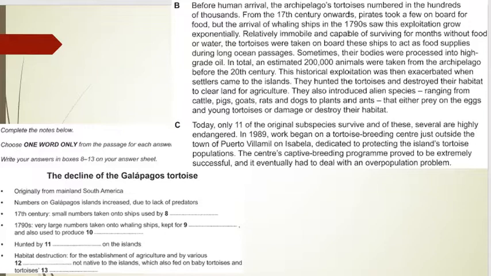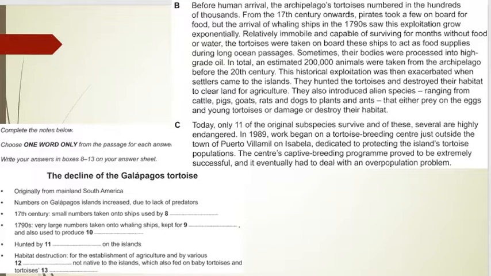Next, hunted by. Again, by indicates it's a preposition and the answer should be a noun. So it's hunted by someone on the islands. Let's read the next sentence. This historical exploitation when settlers came to the islands. So who came to the islands? Settlers. And as you can see the next line, they hunted the tortoises. So who hunted the tortoises? It is settlers. So the 11th answer is going to be settlers. Good, great.